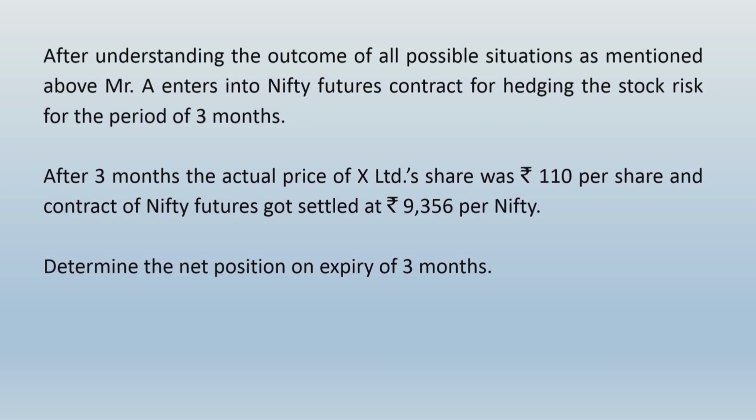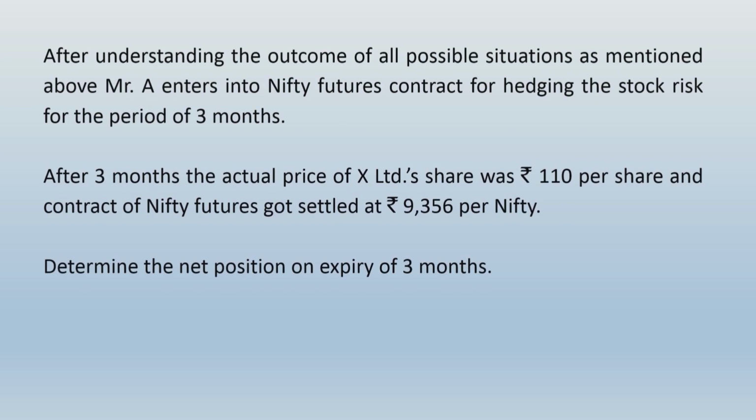A enters into a Nifty futures contract for hedging the stock risk for the period of 3 months. After 3 months, the actual price of X Limited's share was rupees 1,100, and the Nifty futures contract got settled at rupees 9,356 per Nifty. Determine the net position on expiry of 3 months.